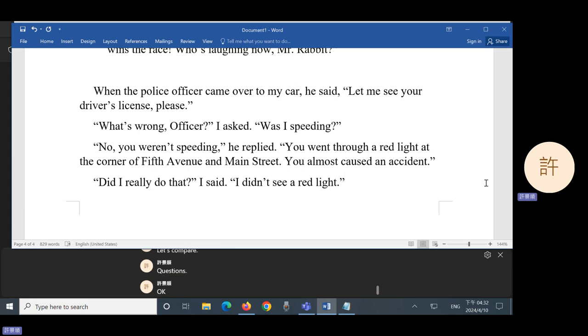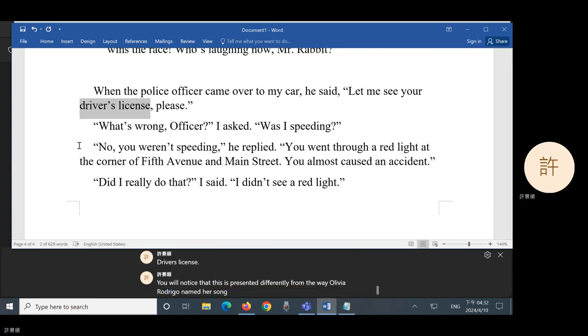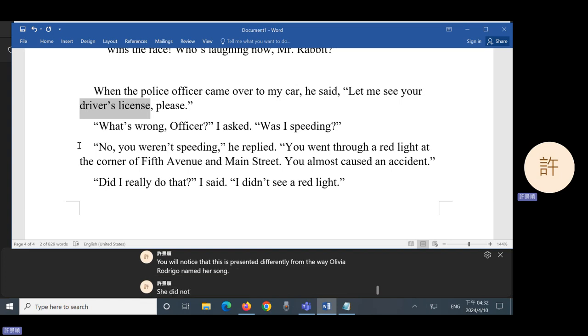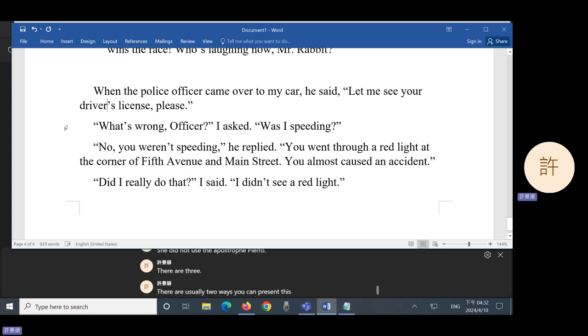Okay, again, let me give you a few comments. Driver's license. You will notice that this is presented differently from the way Olivia Rodrigo named her song. She did not use the apostrophe, 撇号. There are usually two ways you can present this. Like this, a license for each different driver, or without the apostrophe, a general license for all drivers. Either one is fine.